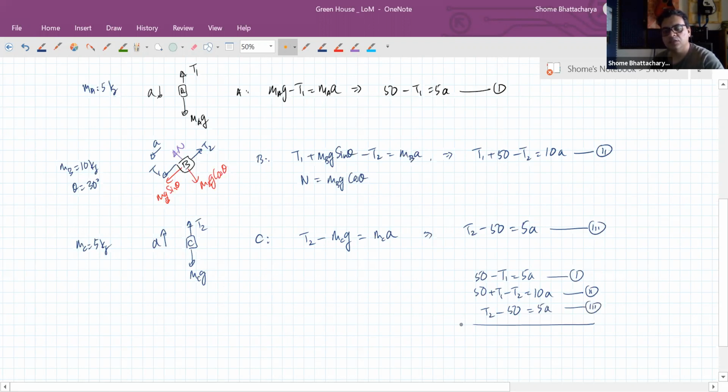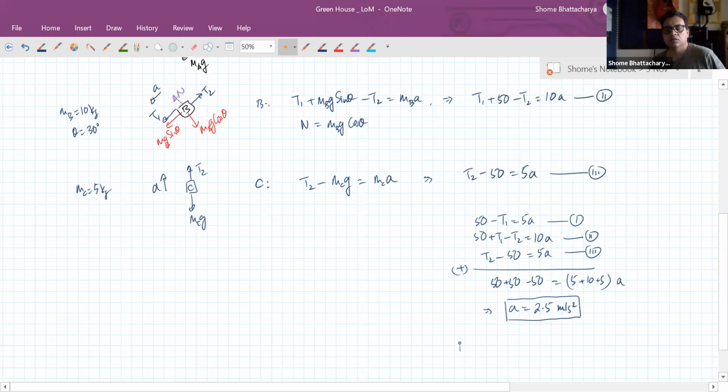To find the acceleration, you can just add these three equations. If you add, T1 and T2 get cancelled out, and you have 50 plus 50 minus 50 on one side. On the other side, 5 plus 10 plus 5 times a. So the acceleration, as you can see, becomes 50 by 20 or 2.5 meters per second square. Now, once you have this acceleration, you can put it back in equations 1 and 3 to find T1 and T2 respectively.